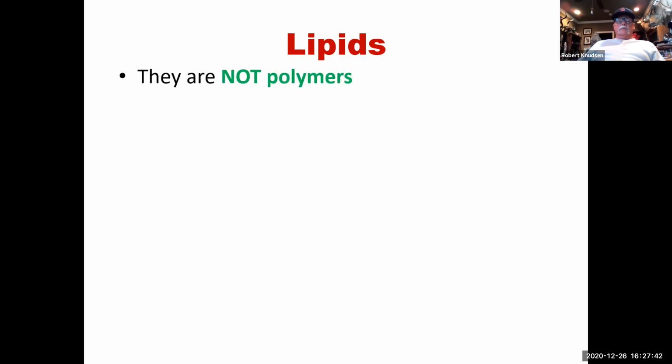Lipids, they are not polymers. Remember, a polymer is a necklace. Lipids don't work that way. They're actually 3 necklaces tied together, multi-string. You'll see what I mean. Those are all characteristics of lipids.